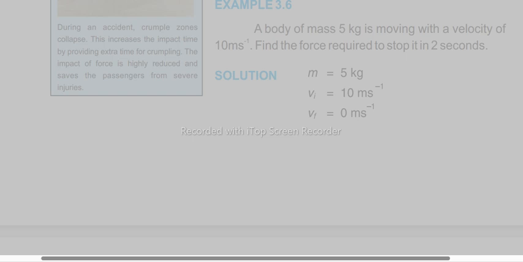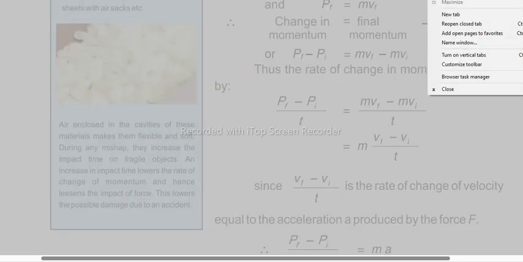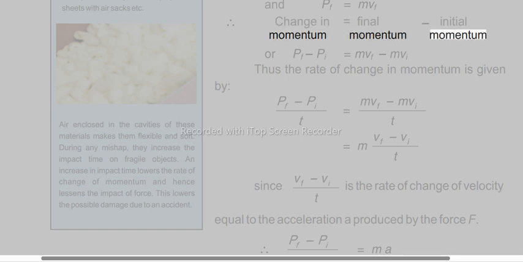Example 3.6. A body of mass 5 kilograms is moving with a velocity of 10 m/s. Find the force required to stop it in 2 seconds. Solution. Change in momentum equals final momentum minus initial momentum.